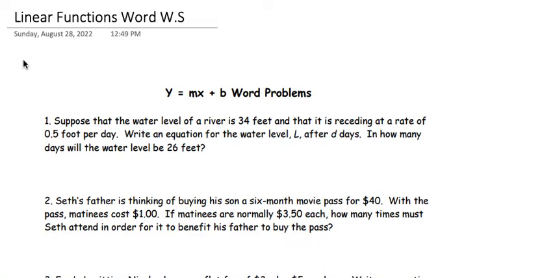Hello everyone. In this video we're going to be going over how to solve linear function word problems. You should be familiar at this point with y equals mx plus b. That's our slope-intercept formula for our linear equations. And what we're going to do with a lot of these situations is create a linear equation that represents the situation, and then we're going to solve for whatever variable the question is asking.